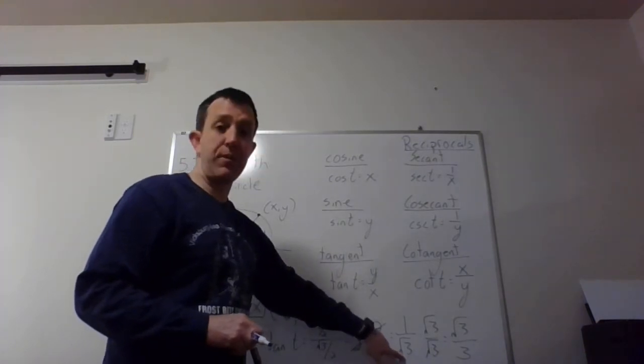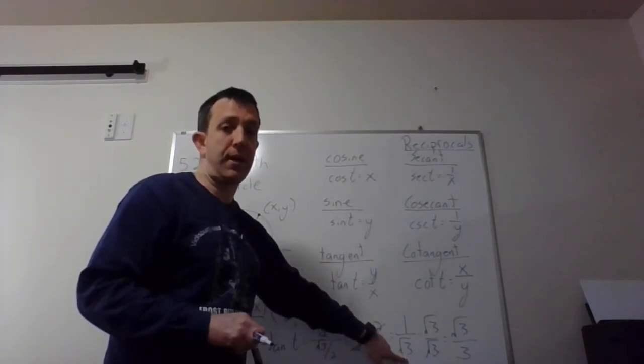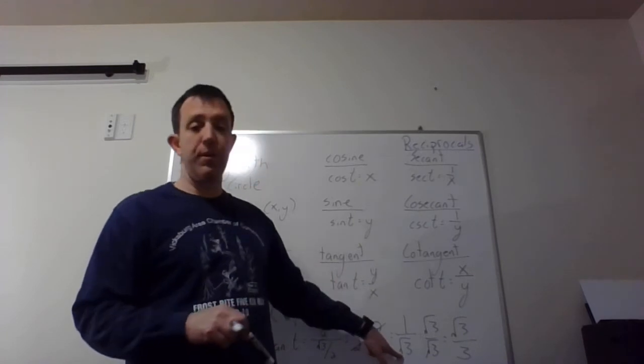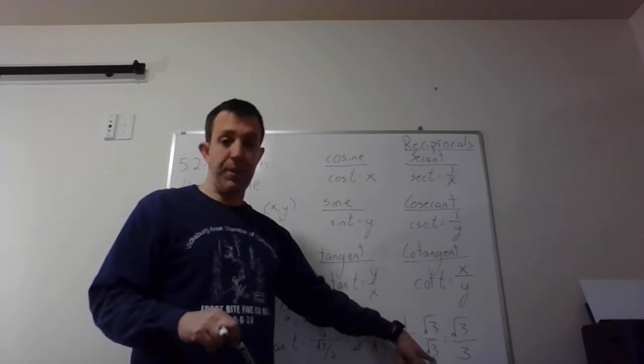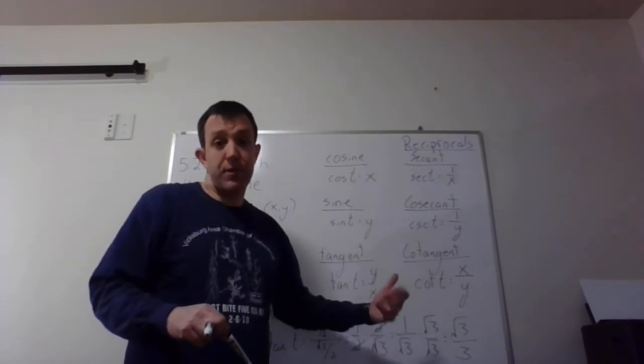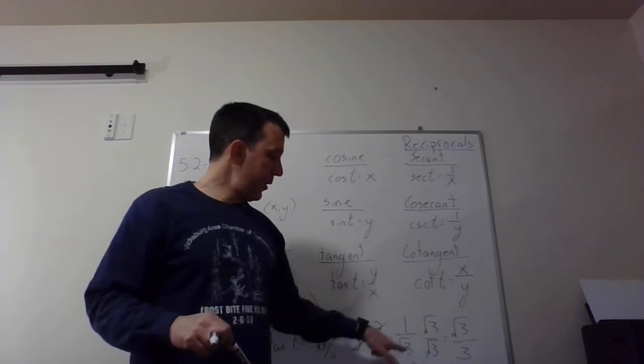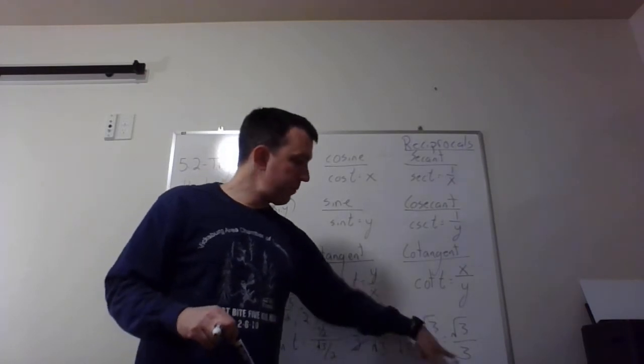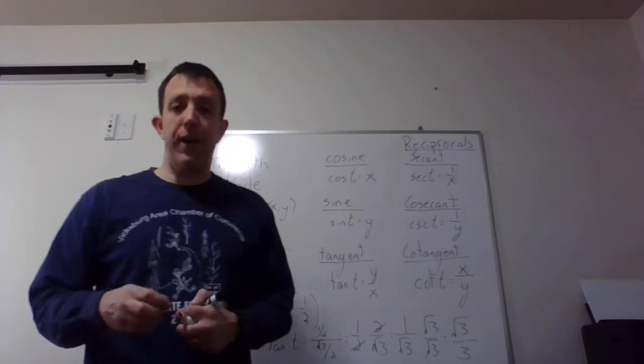Well, we don't like that square root in the denominator, so we're going to rationalize the denominator. Remember, you can get rid of the square root in the bottom by multiplying by it, right? So root 3 times itself is just 3. But we have to do it top and bottom. So that's how I get square root of 3 over 3. And that's how we're going to find these trig values.